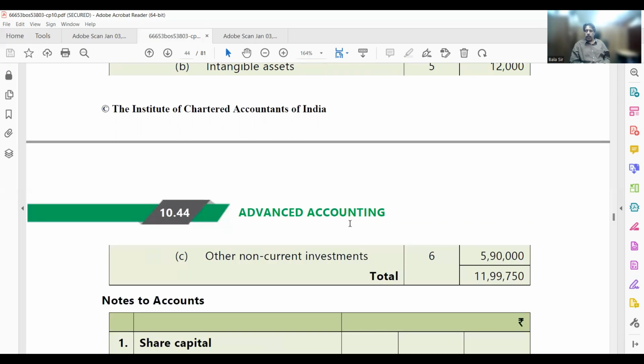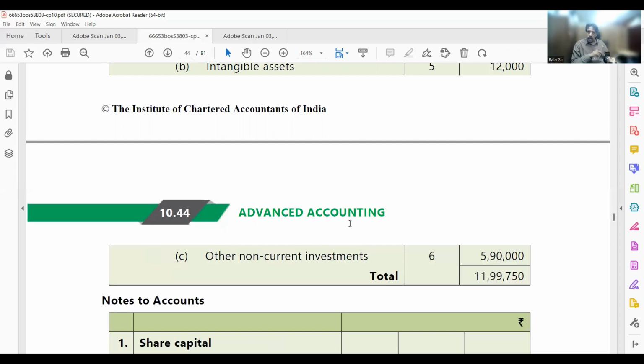Out of 6 lakh rupees, remember, my investment of 1,60,000 is investment in shares of your company. Yes, sir. That has been taken for computing goodwill.